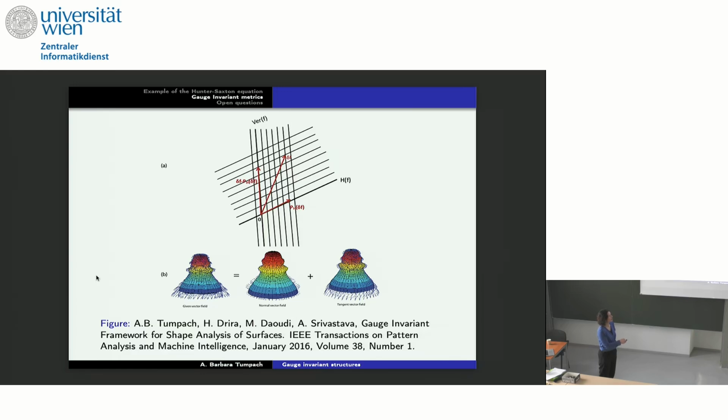The tangential part is the one that is generated by the action of the diffeomorphism group. If you act by the diffeomorphism group on a given shape, the infinitesimal vector field that you get through the infinitesimal action of the diffeomorphism will be tangent to the surface and will only induce change in the parametrization. So this is the vertical direction here.